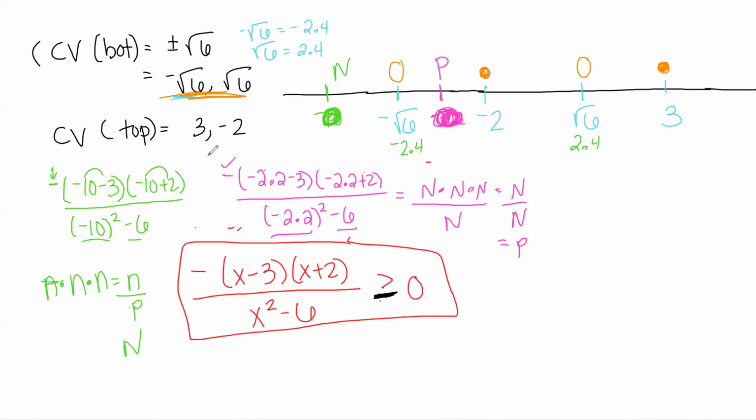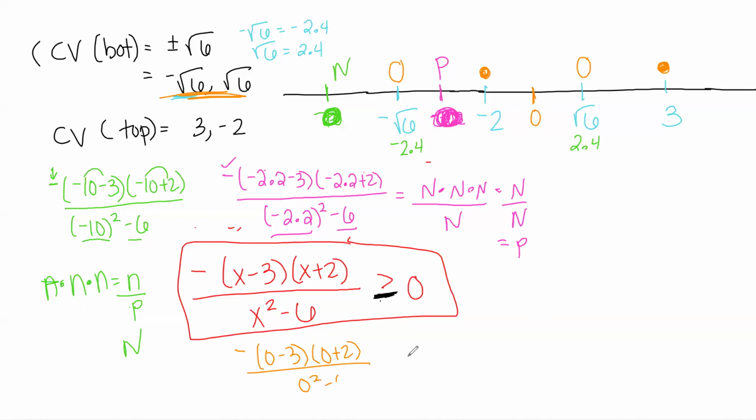Okay. Now we need a test value between negative 2 and positive root 6. An obvious choice there would be 0. When you can do 0, do it. Plug 0 into the red box. So that's going to be negative 0 minus 3, 0 plus 2, 0 squared minus 6.